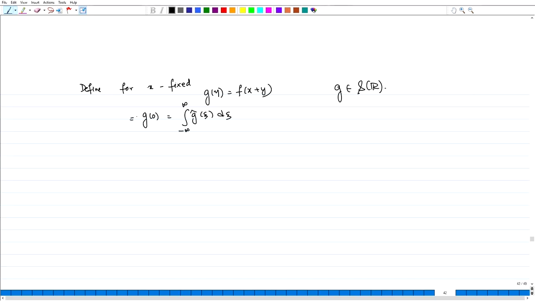Now, g of 0 is what? g of 0 is f of x. Now, g hat of xi, g is the translate of f, so it is going to pick up the character. So, this is nothing but the integral from minus infinity to infinity of f hat of xi e to the power 2 pi i xi x d xi. So, we only need to prove it at one point, that is f at 0 is the integral from minus infinity to infinity of f hat of xi d xi.